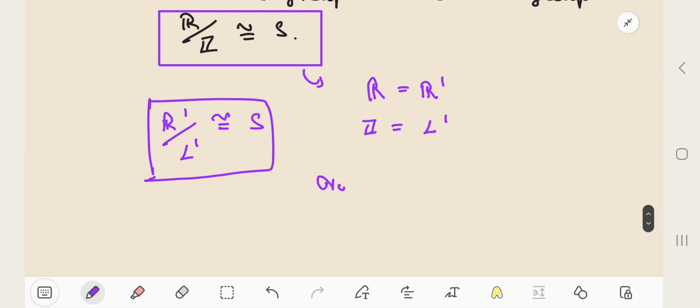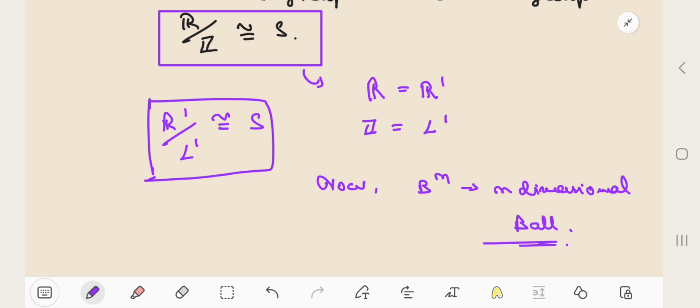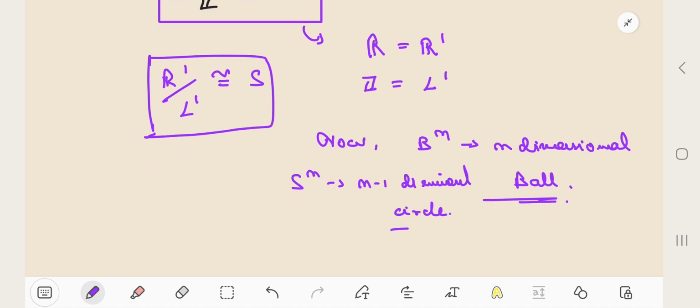Now typically B^n gives us the n-dimensional ball. These are notations we often use in studying algebraic topology. So B^n is basically an n-dimensional ball. If we are talking about R^2, then any closed disk will come under the two-dimensional ball. But S^n, in the same case, is the n-dimensional sphere, the boundary of the (n+1)-dimensional ball, like a circle.